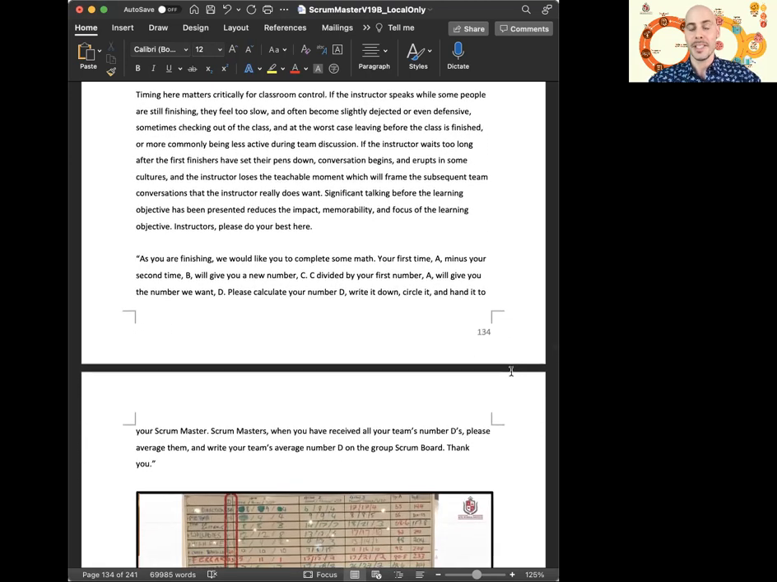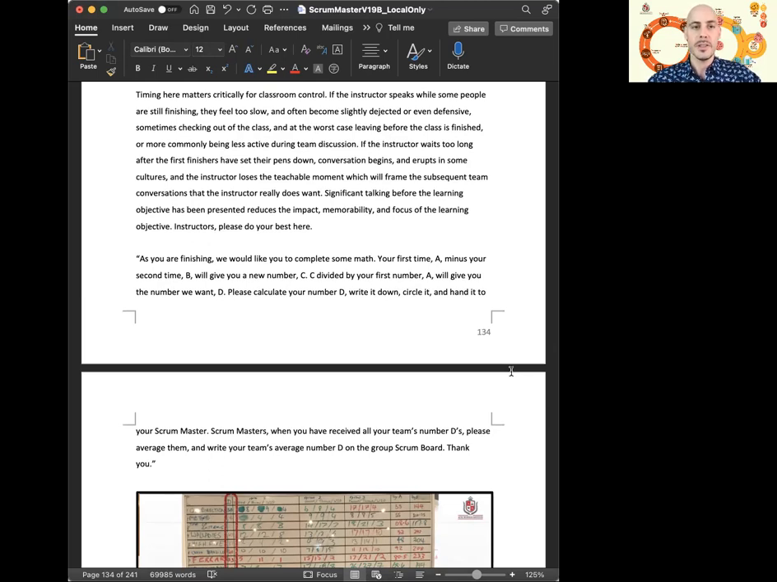Timing here matters critically for classroom control. If the instructor speaks while some people are still finishing, they feel too slow and often become slightly dejected or even defensive, sometimes checking out of the class, and at the worst case, leaving before the class is finished, or more commonly, being less active during team discussion.